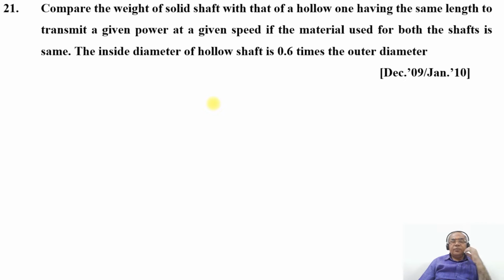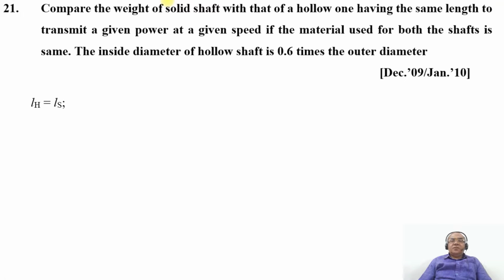Now in this video, we are going to take up one more problem on shaft, problem number 21. Compare the weight of a solid shaft with that of a hollow one, having the same length, to transmit a given power at a given speed. If the material used for both shafts is the same, the inside diameter of the hollow shaft is 0.6 times the outer diameter. This has been asked in December 2009 and January 2010.